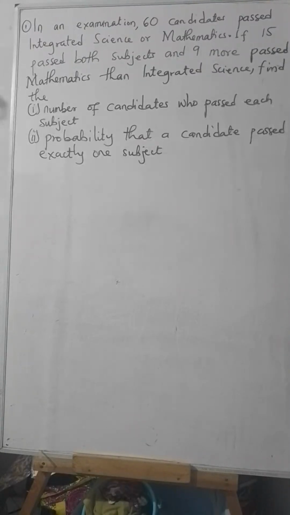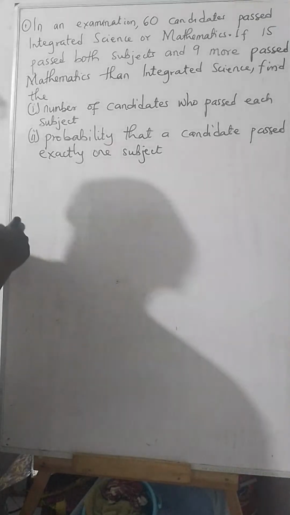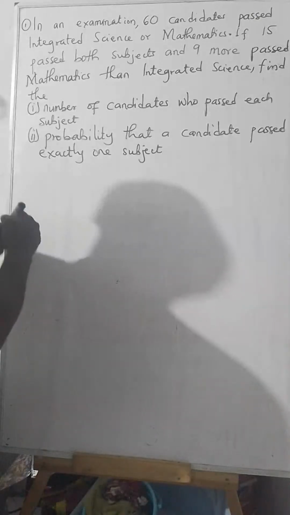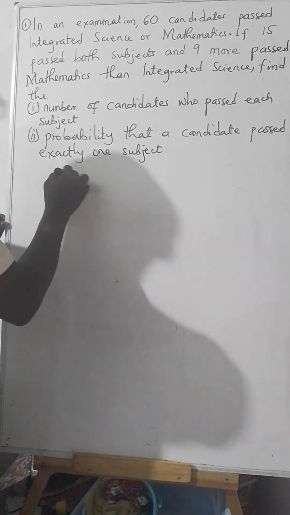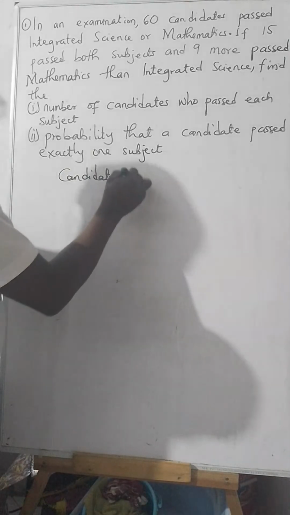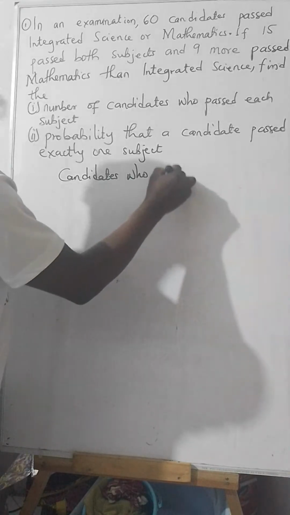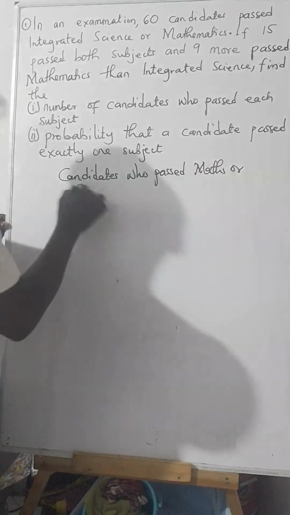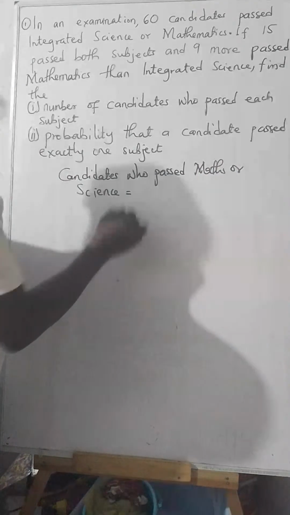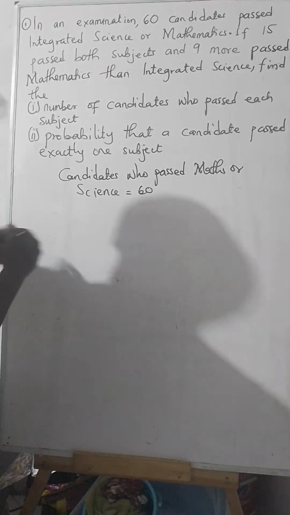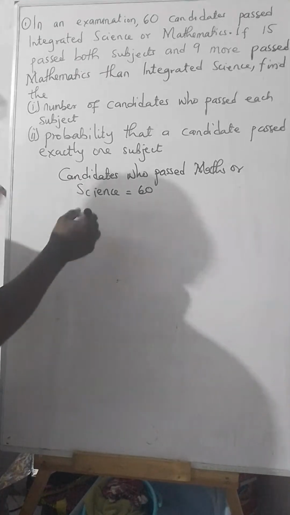Okay, so we have this two-set problem, and in the preamble we have that 60 candidates passed maths or science, like 60. Then we have 15 who passed both maths and science, so both subjects.